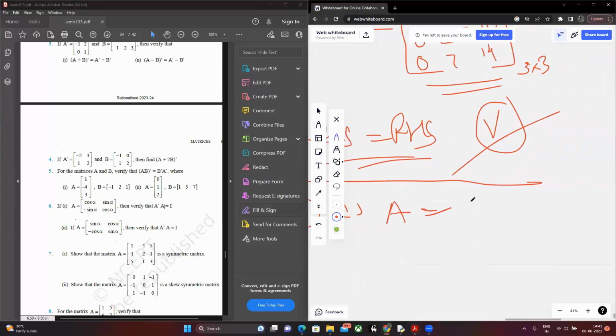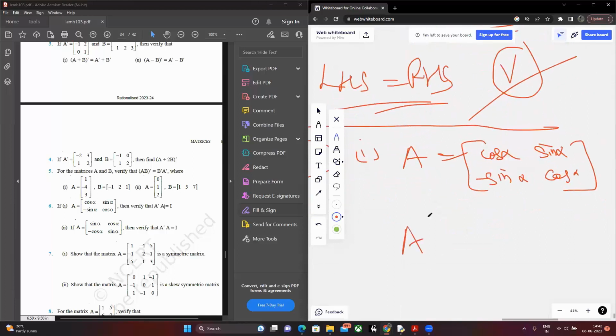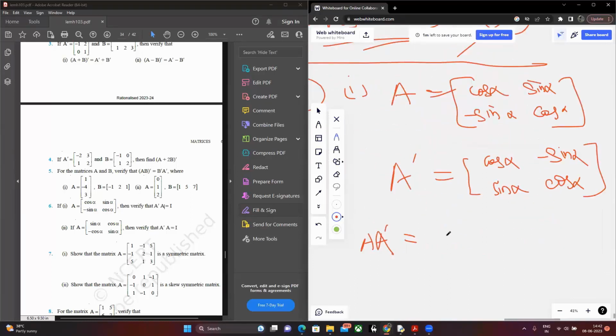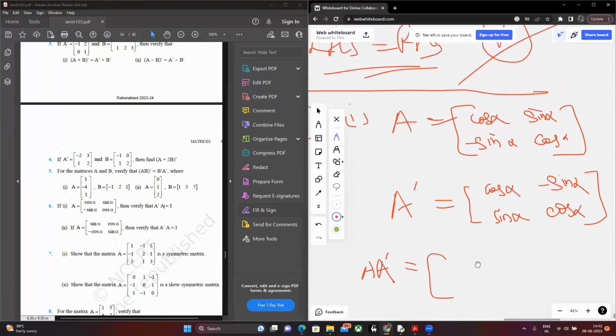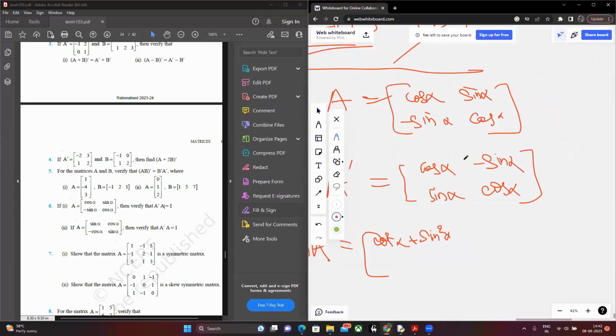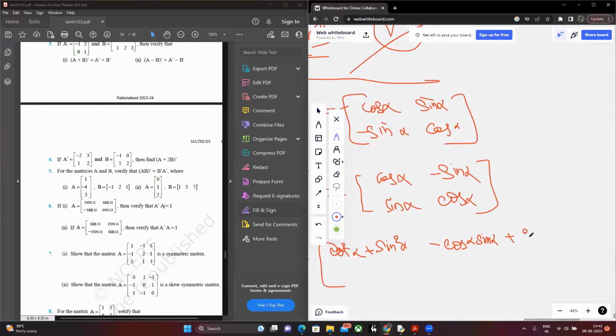Alright. So you have A equal to cos alpha, sine alpha, minus sine alpha, and cos alpha. Therefore, your A transpose is going to be cos alpha, minus sine alpha, sine alpha, and cos alpha. Therefore, you're going to have AA dash to be a matrix of order 2×2 with the elements. This is cos sine into cos sine, that is going to be cos squared alpha plus sine squared alpha. The second row is going to be cos alpha sine alpha into minus sine alpha cos alpha, that is going to be minus cos alpha sine alpha plus sine alpha cos alpha.